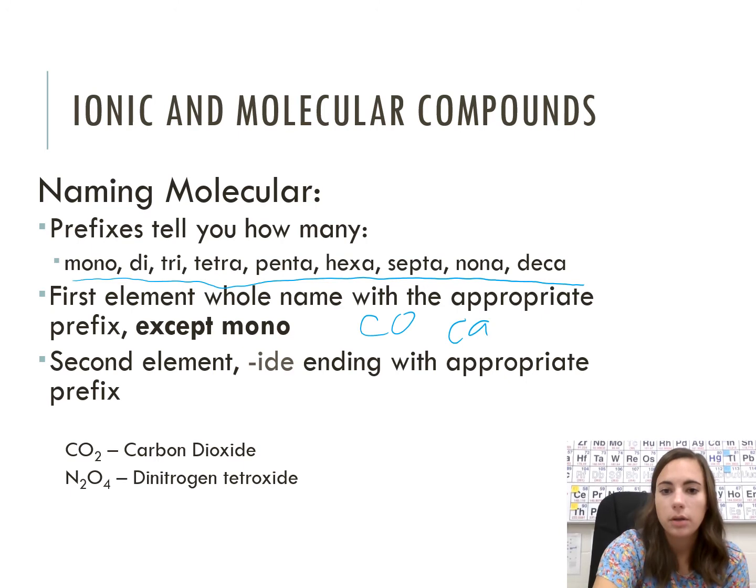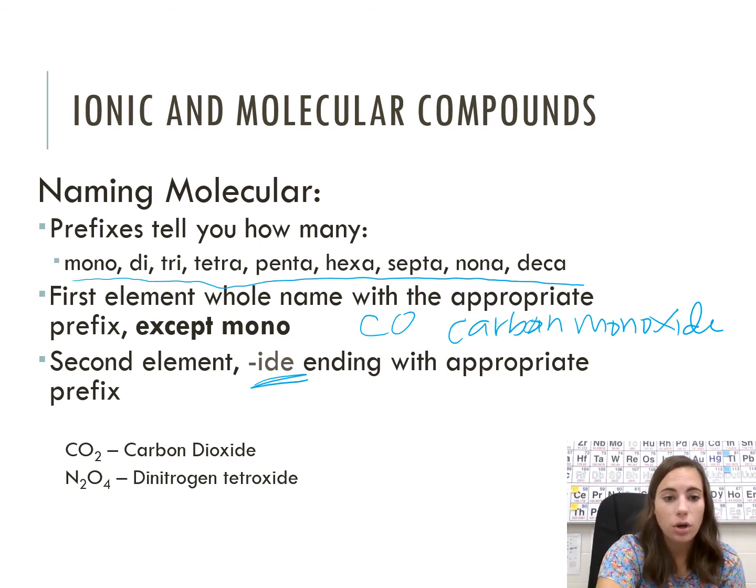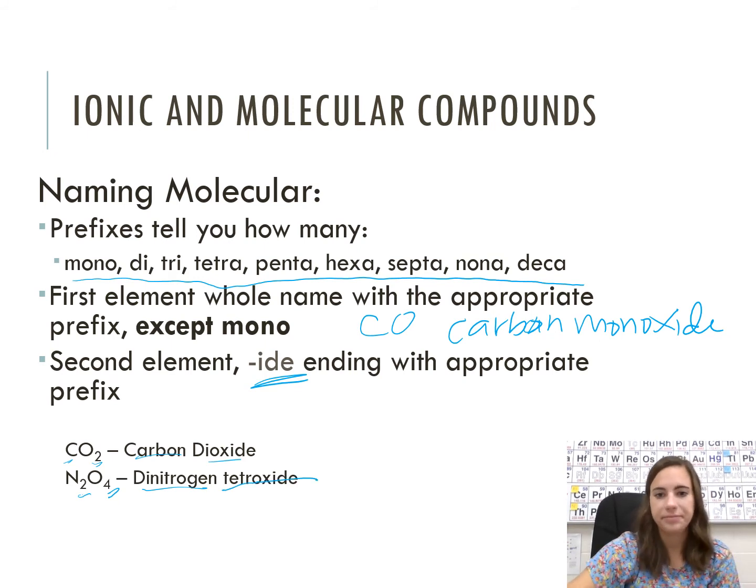CO is carbon monoxide. You can't write "monocarbon". So for the second one, we do use mono, but never for the first. Other than that, we always use a prefix, whether it be the first element or the second element, and we always, again, have to change our ending to "ide" because that indicates we have a compound. So no mono for the first one, carbon, there's 2, dioxide. 2 nitrogens, dinitrogen, 4 oxygens, tetroxide.